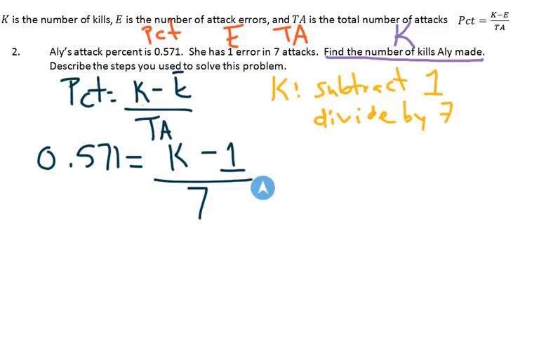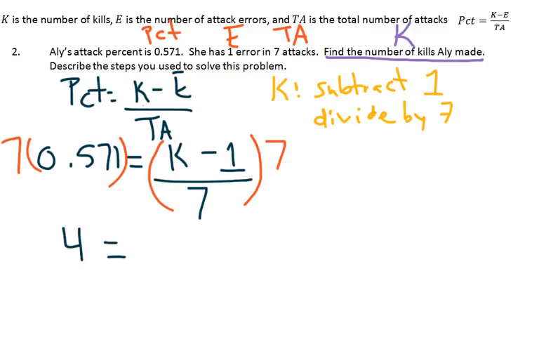Now we'll work in the reverse order to get K by itself. To undo dividing by 7, we need to do the opposite, which is multiplying by 7. So let's multiply both sides of the equation by 7. If you do 7 times 0.571 in your calculator, you should get about 4. So we'll say 4 equals, on this side, K minus 1 divided by 7. Now we multiplied the whole thing by 7, so this 7 divides out with this 7. Those are gone. That's just 1. So we're left with K minus 1.